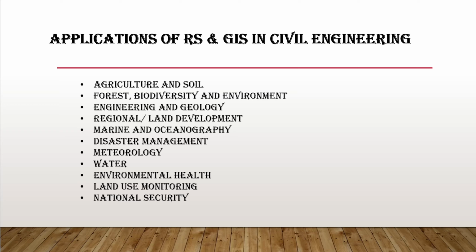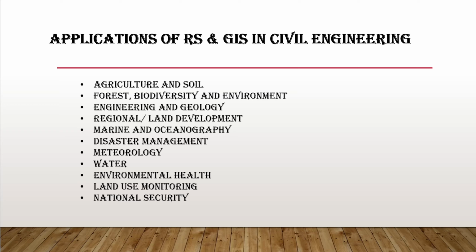In marine and oceanography, it is used for potential fishing zones, coastal zone mapping, marine resources, physical oceanography, etc. In disaster management, it is used for monitoring and mapping of disaster areas like forest fire, flood and landslide, then landslide hazard zonation, flood damage assessment, forest fire assessment, etc. Then in meteorology, it is used to identify extended range monsoon forecasting, ocean state forecasting, etc. In water, it is used for potential drinking water zones, monitoring of catchments, etc.